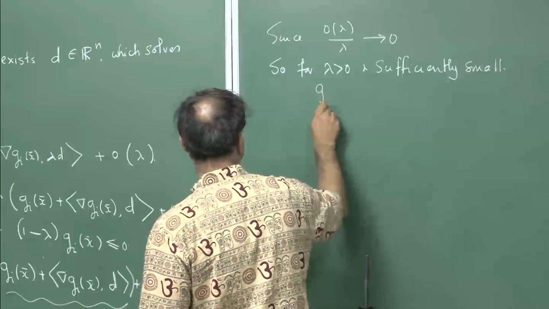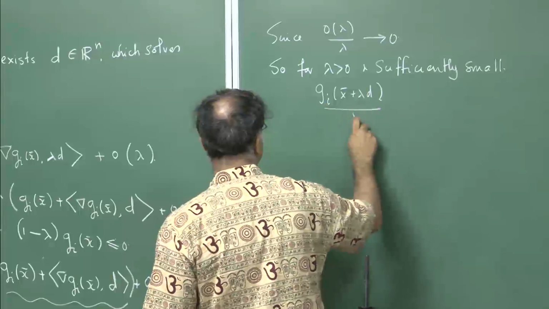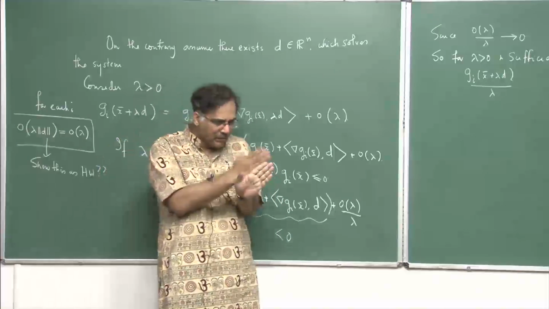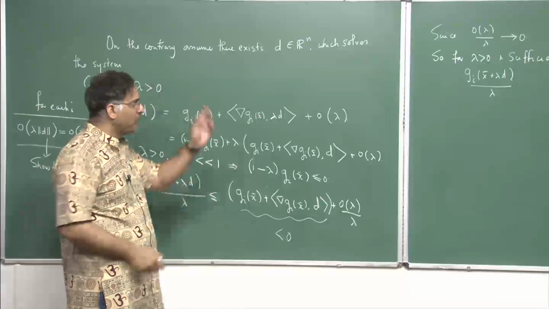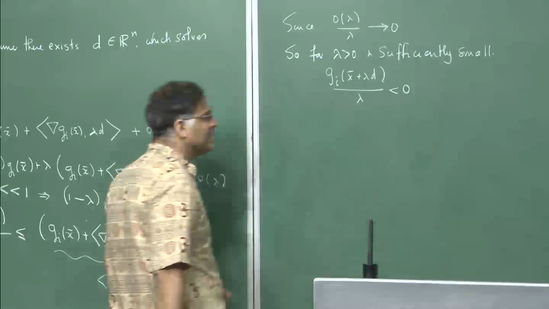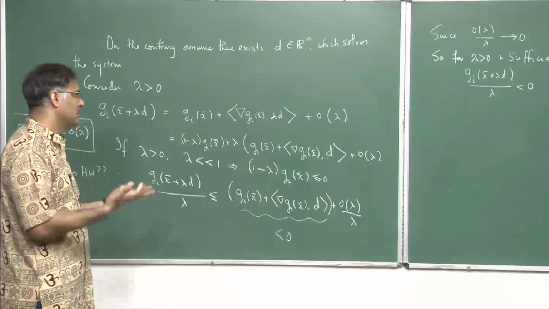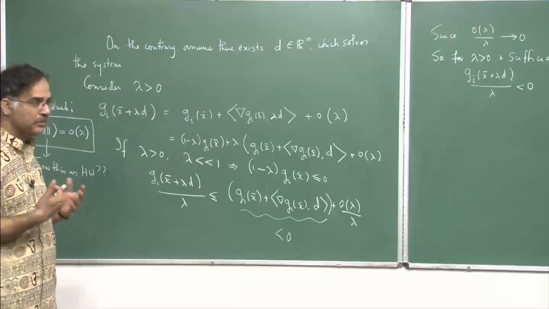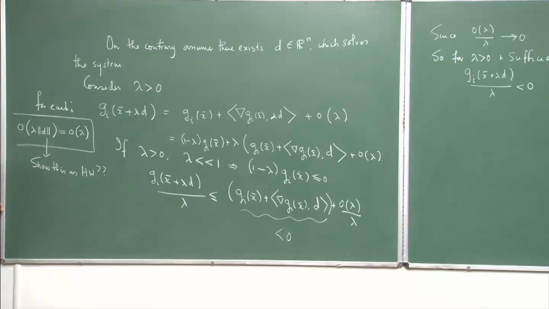you have Gi of x bar plus lambda d negative. Now, for every i the lambda choice would be different. So for each i there will be a threshold lambda such that for any lambda below that value this is true. Choose the minimum of these thresholds and do it. This is a standard argument in real analysis, and I expect the students to have some idea about real analysis, so that they should be able to make this sort of argument.